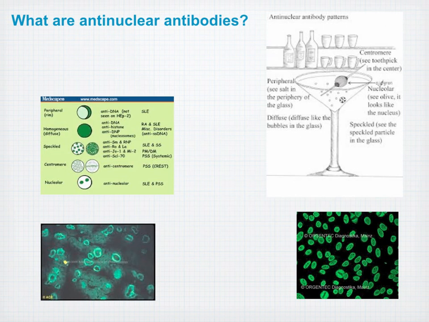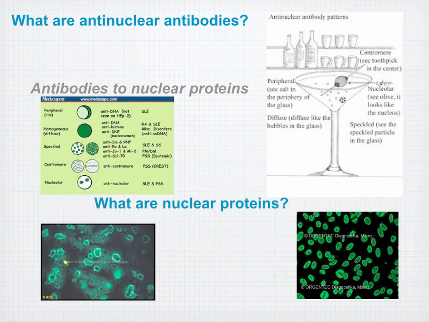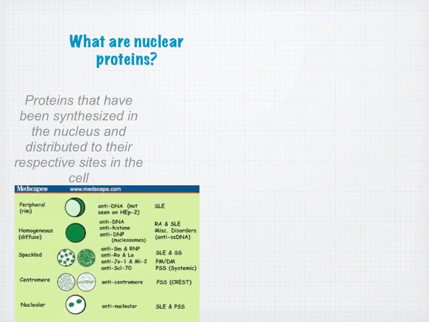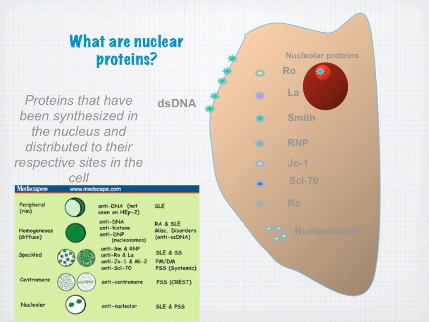We can look here and see that the peripheral rim is associated with systemic lupus, and that the speckled is associated also with lupus, Sjogren's, and some other conditions. So what are antinuclear antibodies? Well, they're antibodies to nuclear proteins. And what are nuclear proteins? Those are proteins that have been synthesized in the nucleus and distributed to their respective sites in the cell. I guess this is a representation of that. You can see some names that will begin to make sense later in your study of the laboratory testing of rheumatologic conditions. I just want to introduce them to your eyes now.